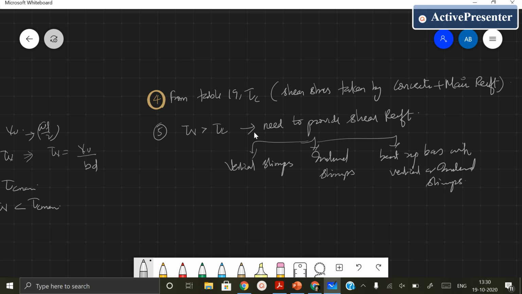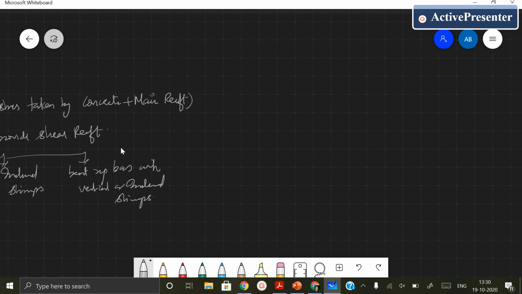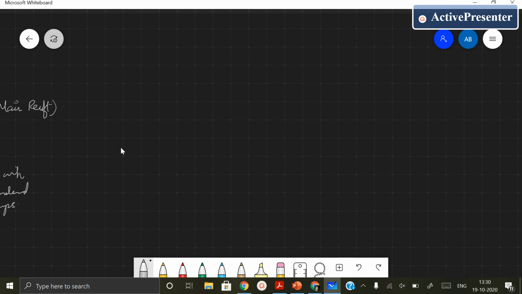If tau v is greater than tau c, you need to provide shear reinforcement, and if tau v is less than tau c, then you need to go for providing minimum shear reinforcement. Now we got the values for tau v and tau c. Now we will get the value for Vuc as tau c into bd. Now the sixth one, this is the shear force taken by your concrete and main reinforcement. So Vus, I will get it as Vu minus Vuc. That is the shear force to be resisted by your shear reinforcement.